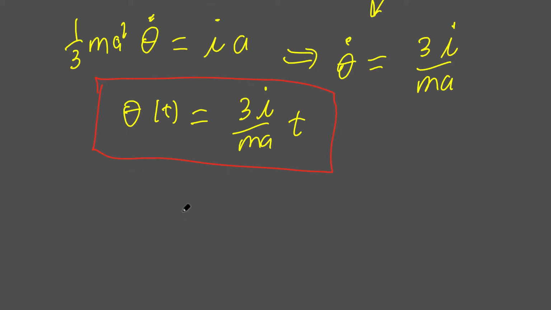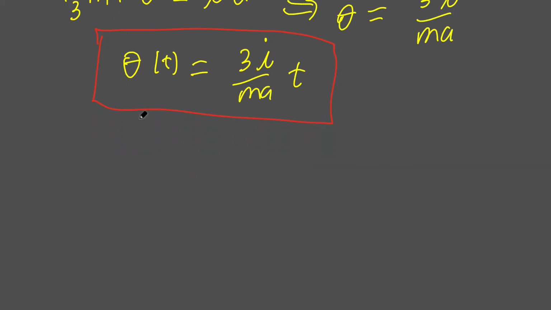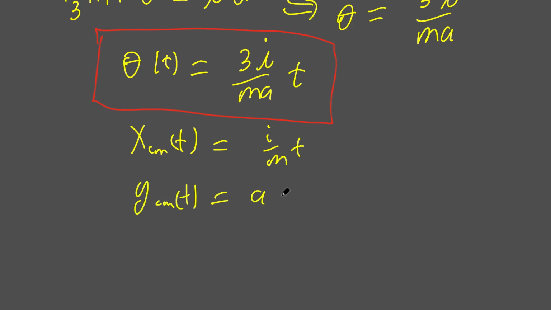So now we have a complete characterization of the motion of the pencil. Let me rewrite the equations for the center of mass. The x component was I over m times t, and the y component was a minus 1/2 g times t squared. So next what I'd like to do is write down the equation that tells us where the tip of the pencil is as a function of time.